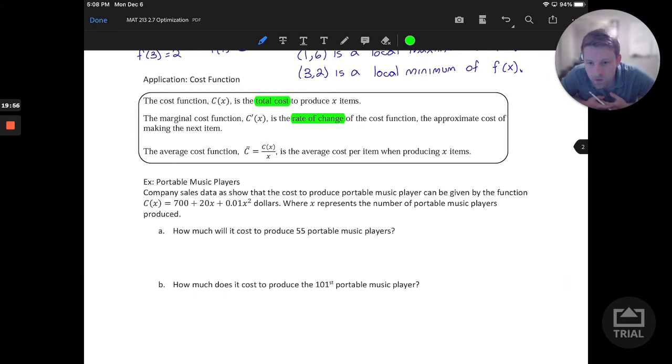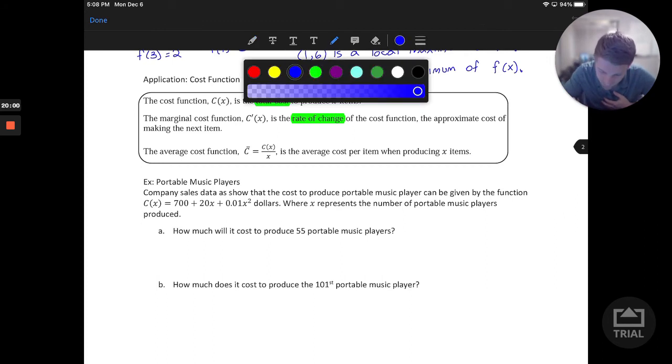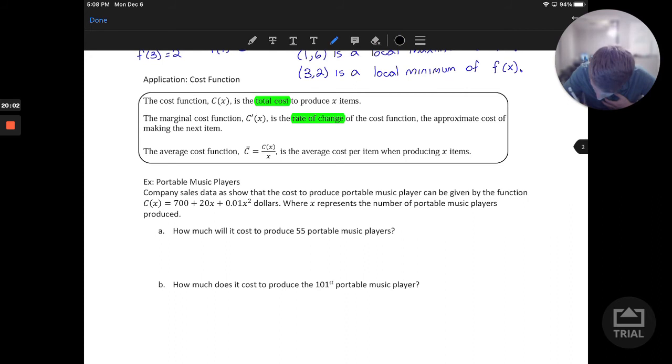The average cost function we'll call C bar of x, and there should be a little x here. C bar of x is defined as the cost function C of x divided by x. So it's quite literally just the average of the cost function at any moment in the production. So at any production level x, we could take on average how much each item will cost.